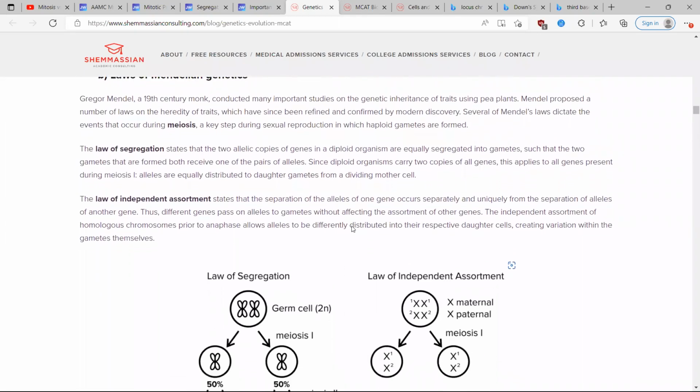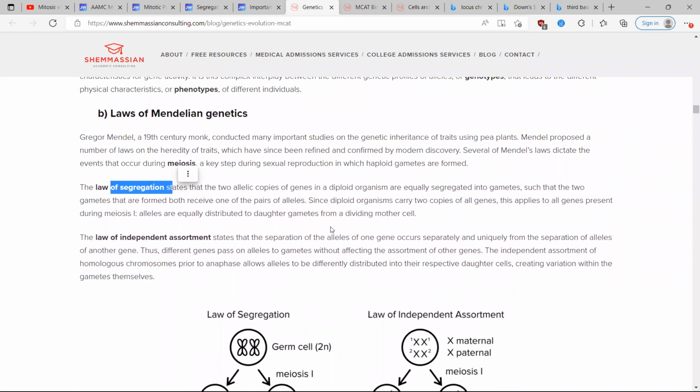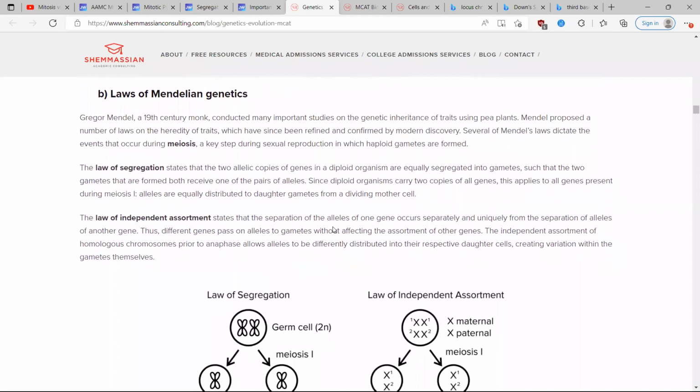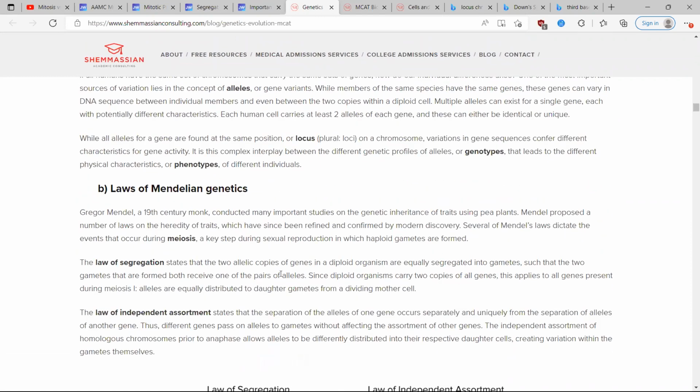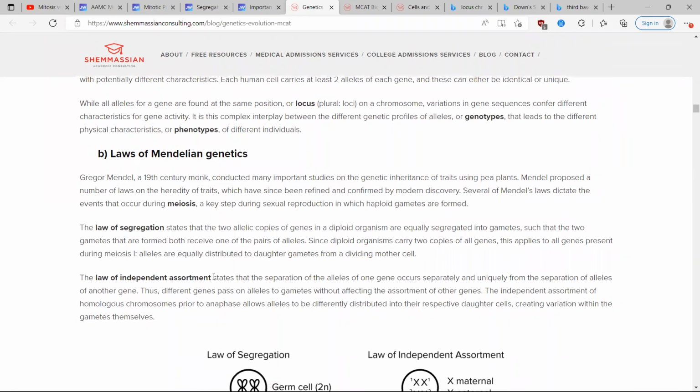So what he figured out was the law of segregation, meaning that these are getting distributed independently. They're not staying linked. They're getting cut in half and then cut in half again. And so gametes can be given out independently and chromosomes can be distributed independently. So alleles are equally distributed to daughter gametes from a dividing mother cell, and the two allelic copies of genes in the diploid organism are equally segregated into the gametes, such that the two gametes that are formed both receive one of the pairs of alleles. So that's the law of segregation.